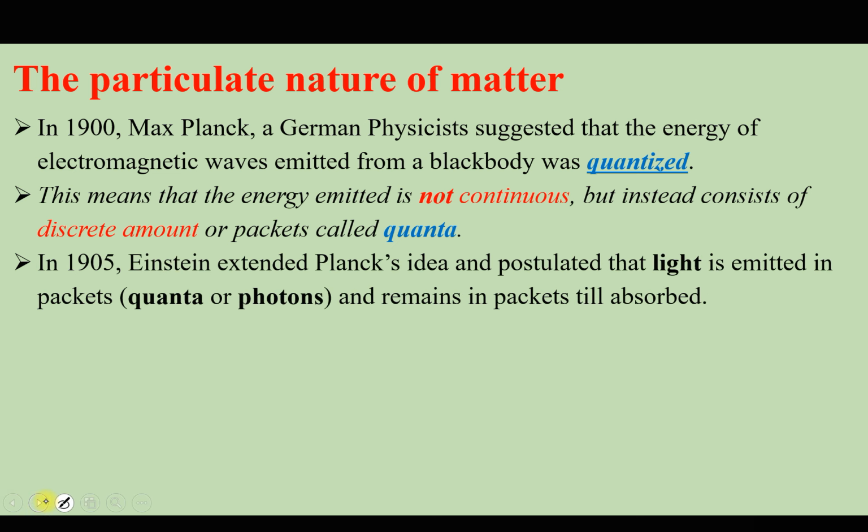In 1905, Albert Einstein extended Planck's idea and postulated that light is emitted in these packets, which Max Planck had already suggested. In other words, light is emitted in packets called quanta, or which we shall later call photons. According to Einstein, light remains in these packets until it is absorbed. So light is emitted in small packets, stays in those packets, and is also absorbed as small packets. These packets can be called quanta or photons.